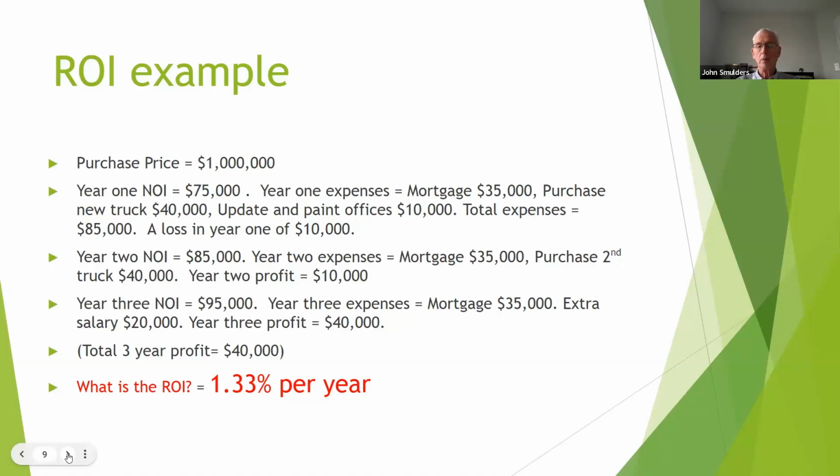Your mortgage stays the same at 35,000, but I'm getting too busy. Now I need another person to hire, $20,000. Your year three profit is $40,000. Your total 3-year profit is $40,000. What is the ROI? It's 1.33% per year, right? 40,000 is 4% of the purchase price of $1 million. And so your ROI is 1.33.